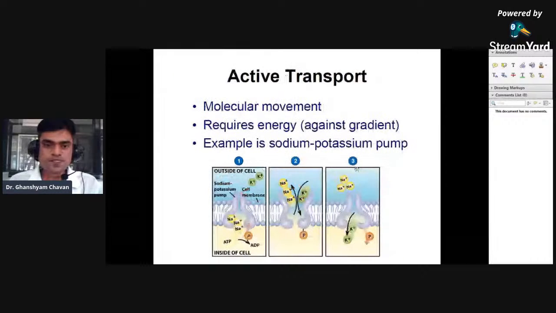Now we will discuss active transport. So here active transport requires the ATP molecule. It requires energy. It requires the hydrolysis of the ATP molecules, so molecule movement will occur. As I told, it requires energy against the concentration gradient. And the example is the sodium potassium pump. The sodium potassium pump always works in your body.